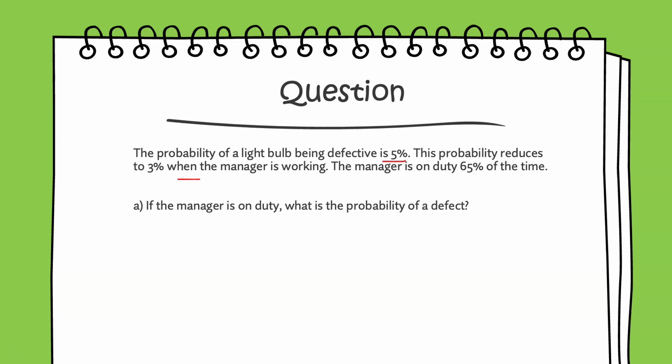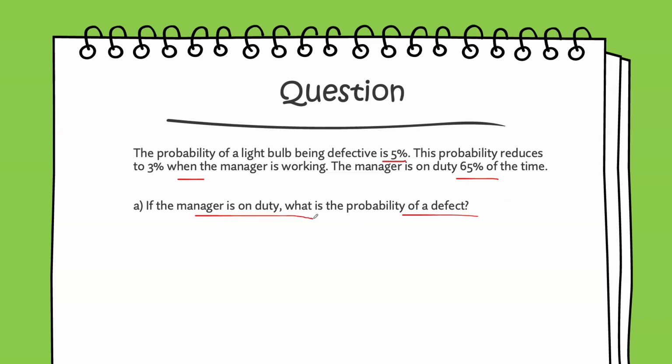So we can see already that this is our condition, right? We look for words like "when" and "if", those words that tell us there's some condition that we have to consider when we're finding our probability. This probability reduces to 3% when the manager is working, and the manager is on duty 65% of the time. Using this information, we have to find the probability of a defect given that the manager is on duty. So again, that's our condition here.